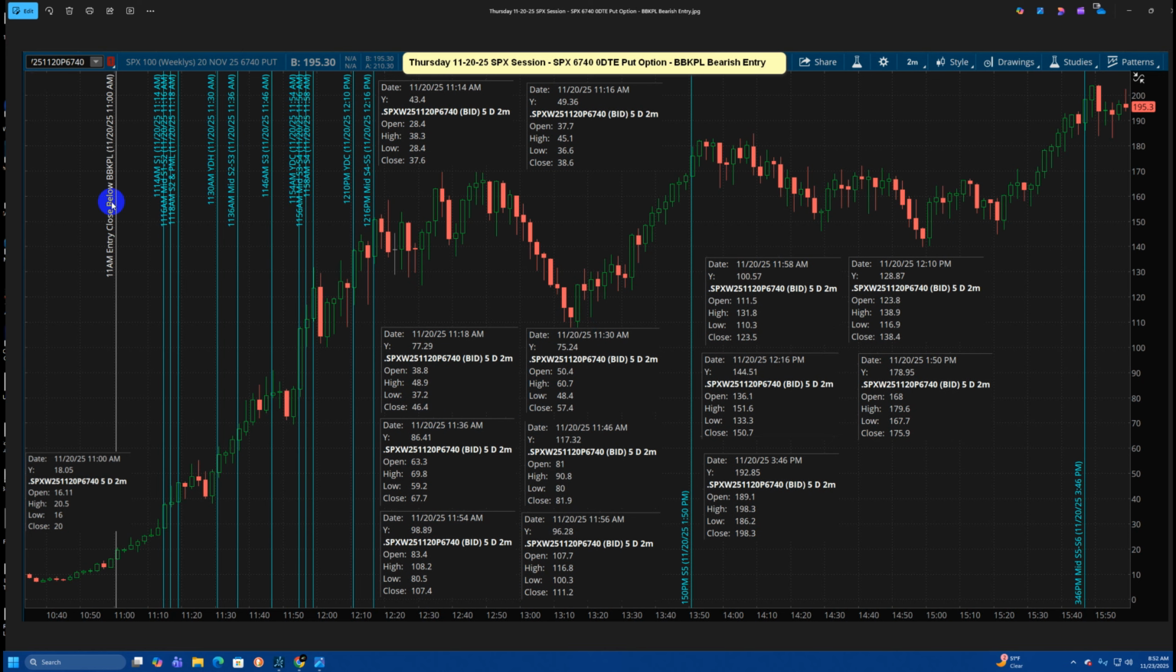Then we go through the various levels that were hit. 11:18 a.m. candle, 11:30, 11:36, 11:46, 11:54, 11:56, 11:58, 12:10, 12:16, 1:50 p.m. Remember, that was the point at which we were running out of time in this session, and that was the closeout of everything or further adjusting the stop loss to tighten it up. 3:46, end of day. Next, we'll take a look at the out of the monies.